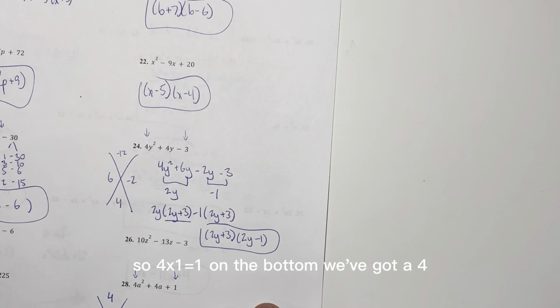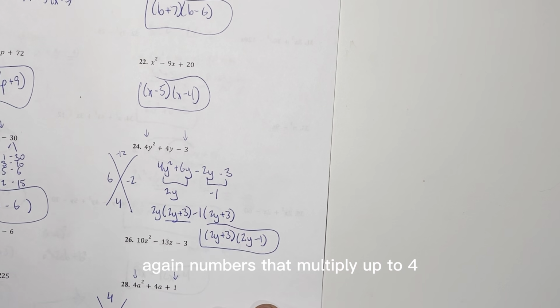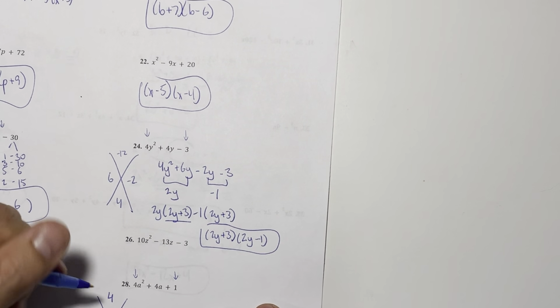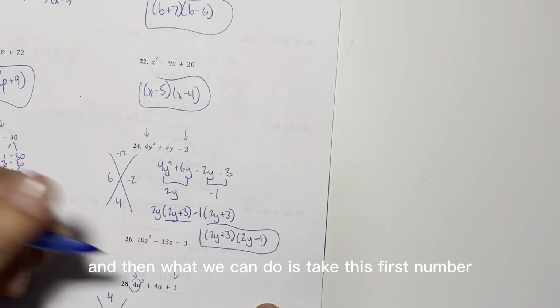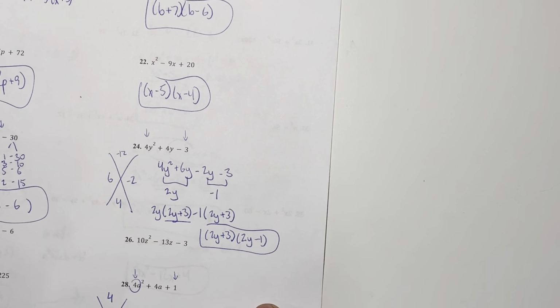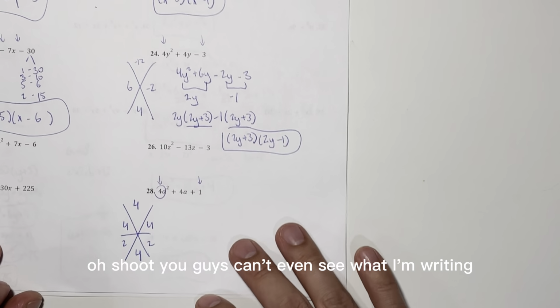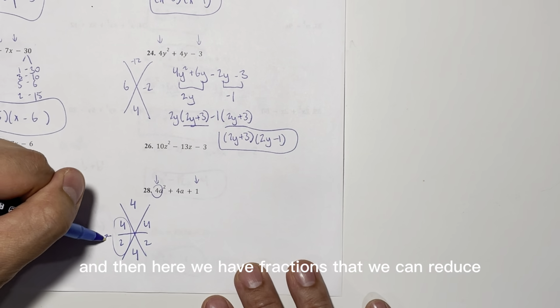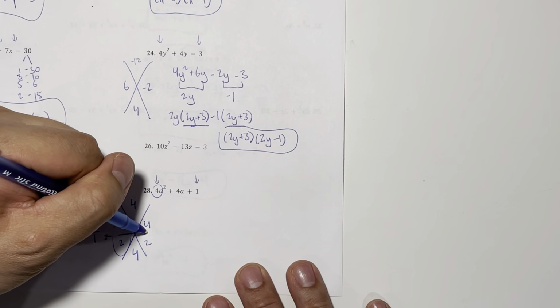So 4 times 1 is 4. On the bottom, we've got a 4 again. Numbers that multiply up to 4 and add up to 4 are 2 and 2. Then what we can do is take this first number and put it on top of the numbers that we found. Oh, shoot, you guys can't even see what I'm writing. And then here we have fractions that we can reduce.